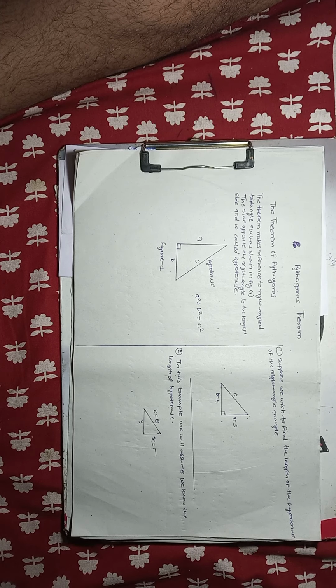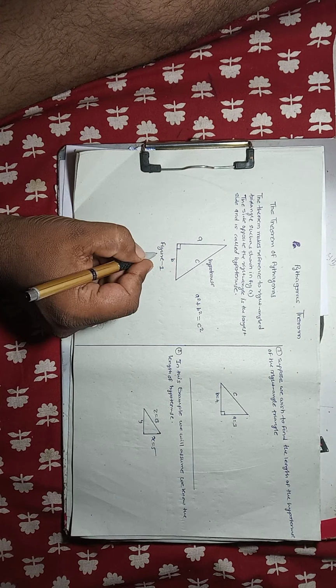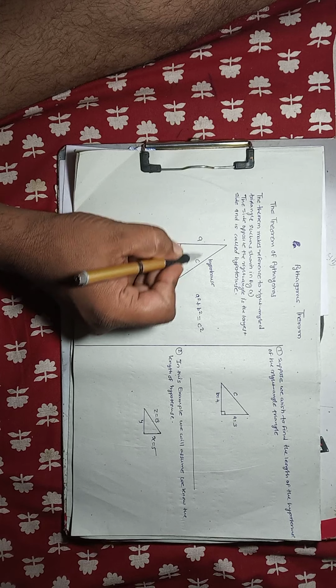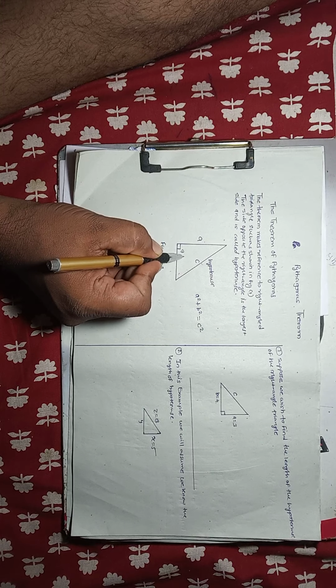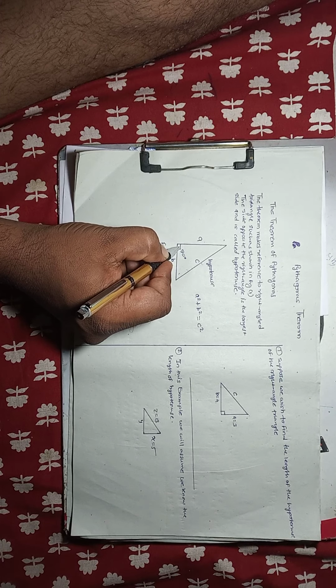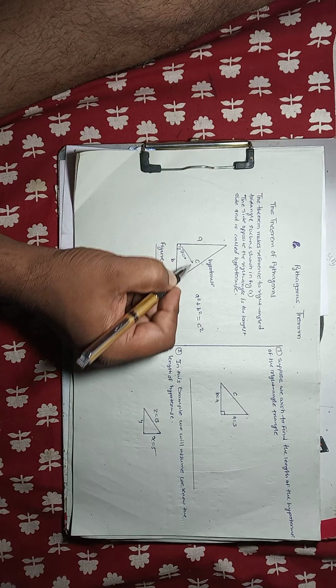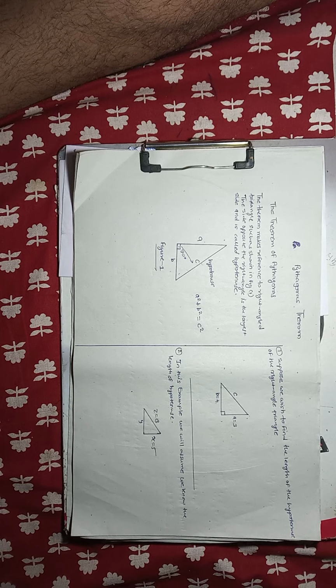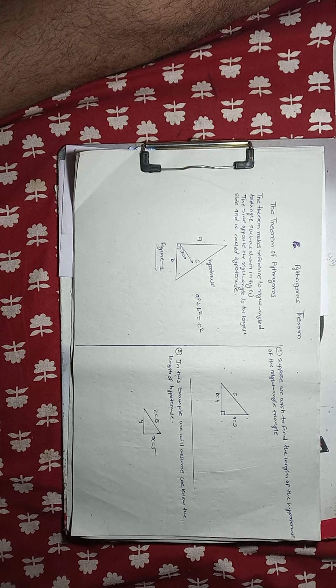So a triangle is a diagram which consists of three sides, and in figure 1 I have also mentioned that there are three sides and a 90-degree angle. The side which is opposite to the 90-degree angle is called the hypotenuse side. It is the longest side of the triangle.